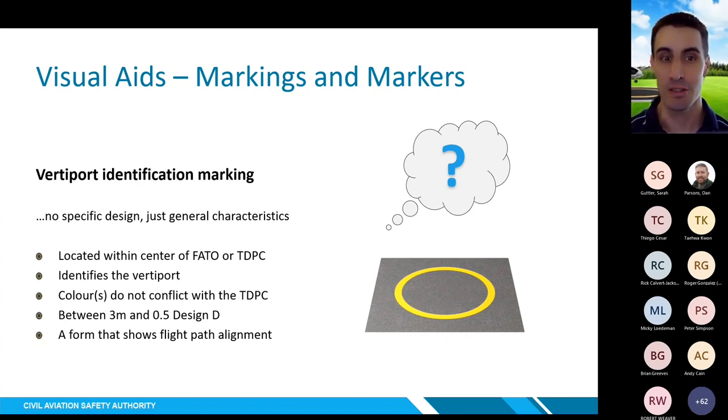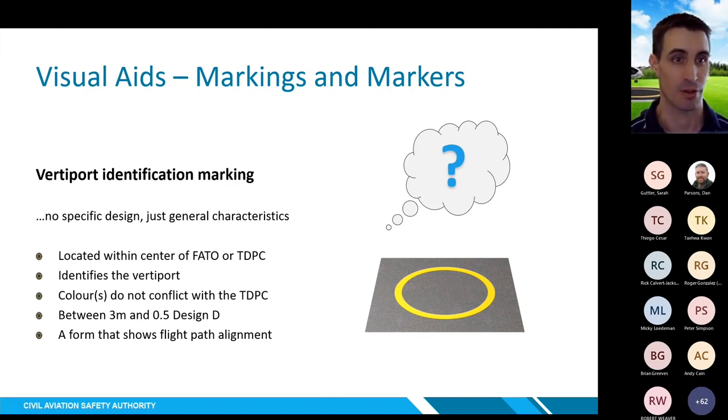So long as the logo does not conflict with the touchdown positioning circle, when the touchdown positioning circle is used, and essentially that it fits inside the touchdown positioning circle, anything that identifies the vertiport and has a form that allows it to be readable when aligned with a preferred approach direction is acceptable, apart from an H or an X, as these are already used for heliport identification and for indicating unserviceability, respectively.